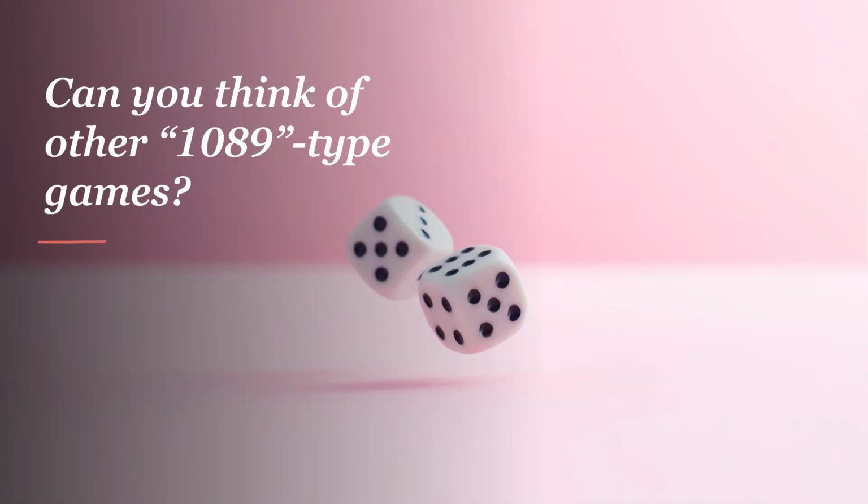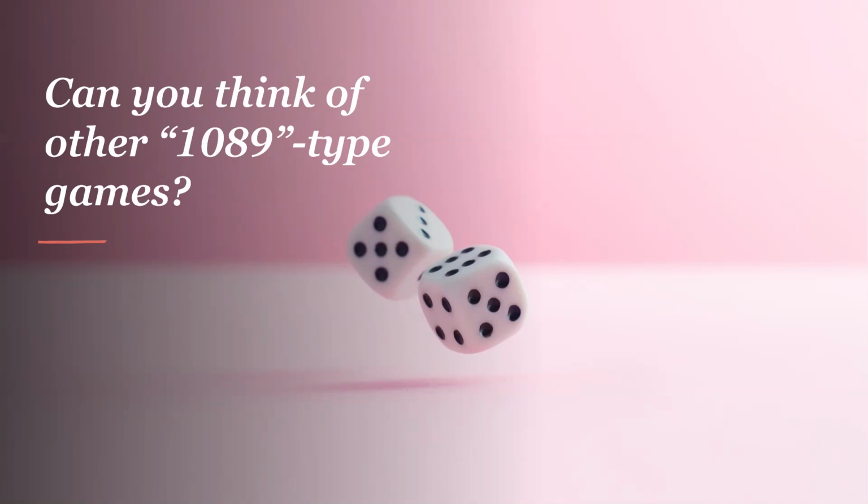Or try it with 4-digit numbers and see if you can get a feel for how this place value business is actually working. But there are other 1089 type games. Don't go look on the internet. Come up with them yourself and see if you can establish why they are working, okay?